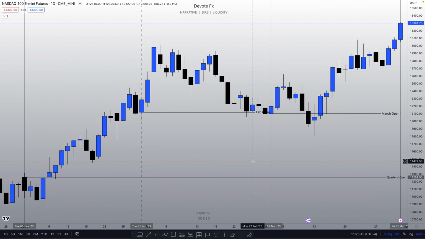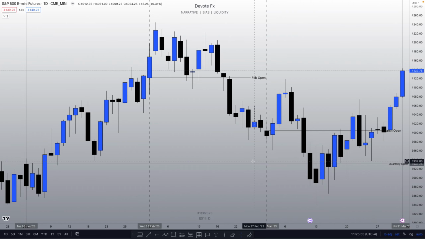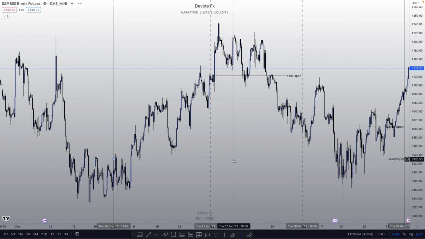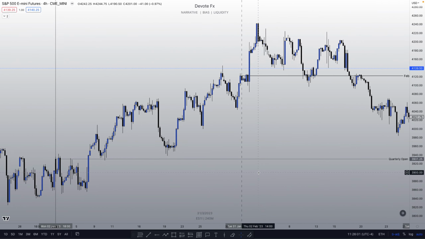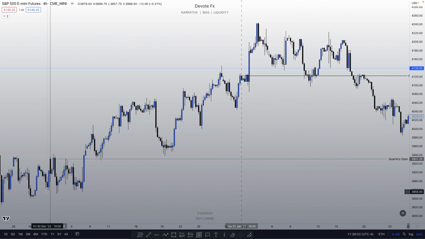NASDAQ has been the leader recently. Oh, my apologies. I actually forgot to do the 4-hour for each individual month, even though this was pretty clear. Again, I said we didn't take any sell side. On the daily chart, displaced higher away from a balanced price range.